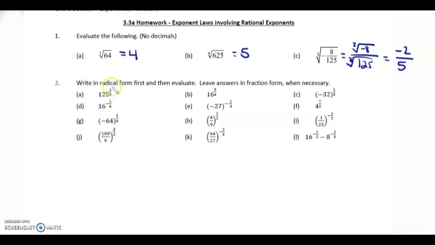Okay, so for number 2, we're going to first write in radical form, and then we're going to evaluate. Okay, so A is 125 square rooted, oh, sorry, cube rooted, which is 5. B is 16 to the exponent 3, fourth rooted. Okay, and you can do this either way in your calculator, 16 to the 3. And I get 8.